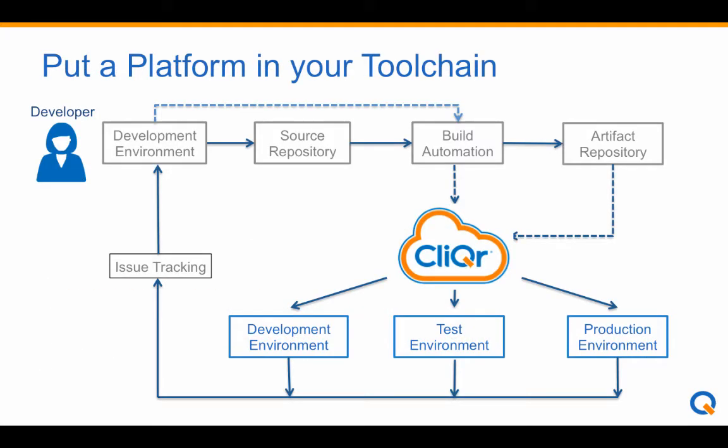Let's walk through a typical development cycle using Clicker Cloud Center's CI/CD project board. The process starts with our developer Danielle in her integrated development environment writing or updating code. Changes then get saved in a repository. A build automation tool pulls in the latest changes and creates a deployable package. And the build gets saved to a local artifact repository.